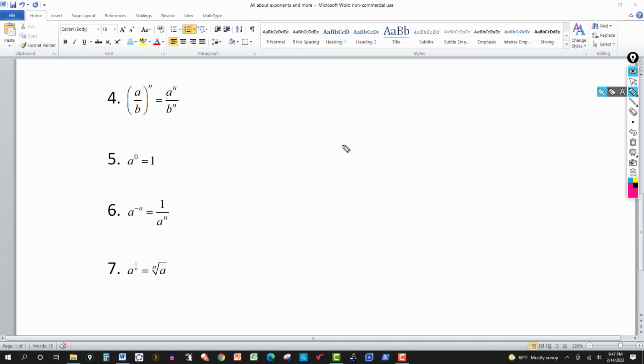Now let's look at something like this. Take it another step further here. 2x squared, y to the third, taken to the third power.